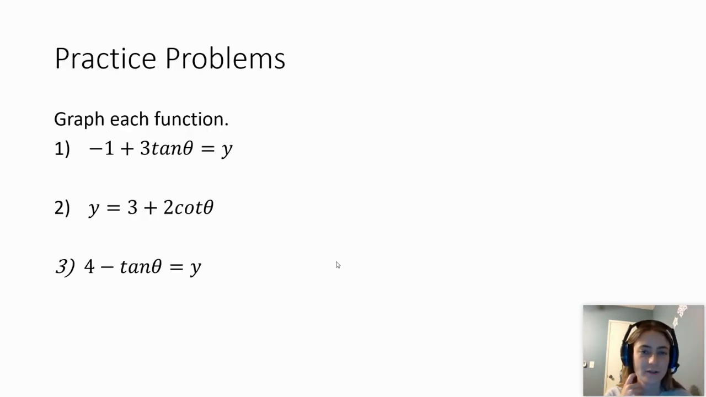Okay, so we've got practice problems here. Graph each of these following functions.